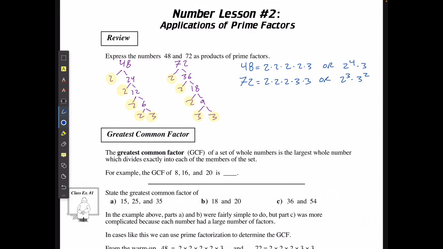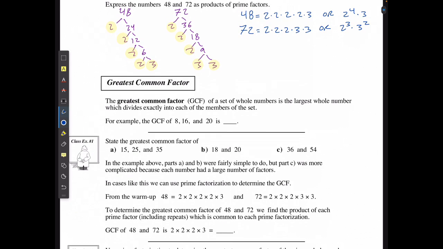Now how can I use these different forms of the prime factorization? Well, one way is to solve for what's called the greatest common factor. If I'm trying to find the largest whole number which divides perfectly into each of the numbers in the set, then that is the greatest common factor. For example, if I have 8, 16, and 20, I know I can divide all three of these by 1, all of them by 2, but the biggest number I can divide all of them by is actually 4.